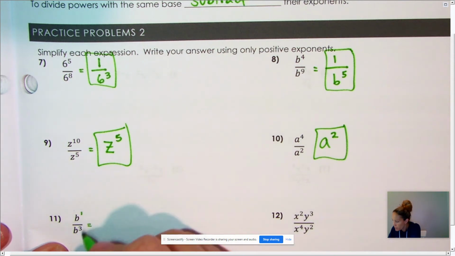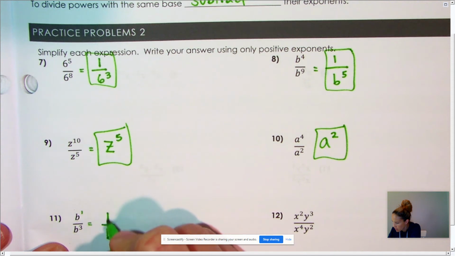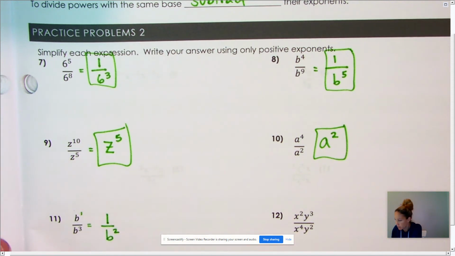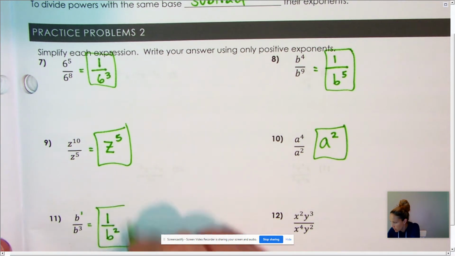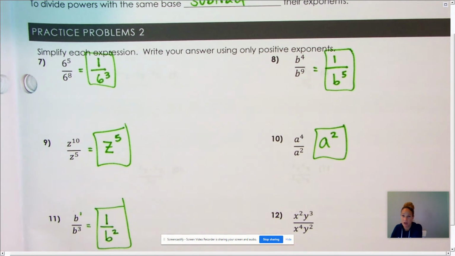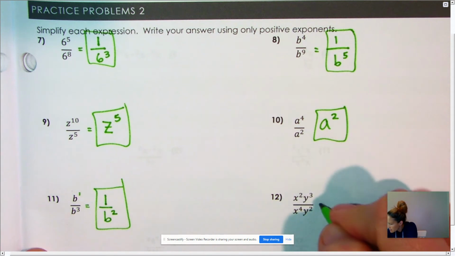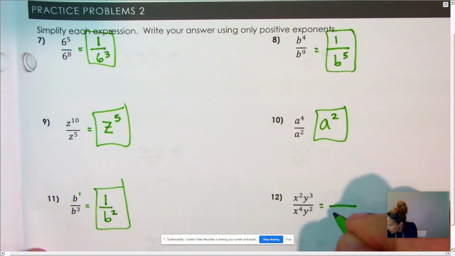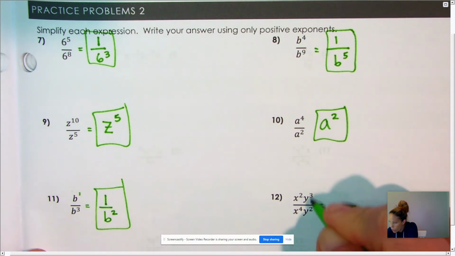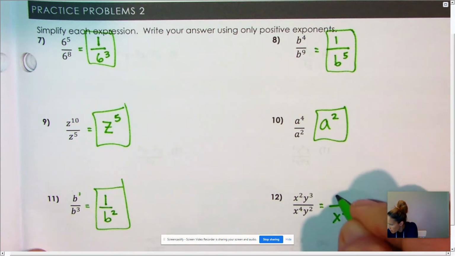So I say, where are there more B's, top or bottom? There are more B's in the bottom, and there are 2 extra. I'm going to put a big 1 there, different than the little exponent 1, to save the place so that I know that this is a divide by b squared. And then I'm going to do the same thing for x's. Where are there more x's? There's more in the bottom by 2. Where are there more y's? There's more in the top by 1.